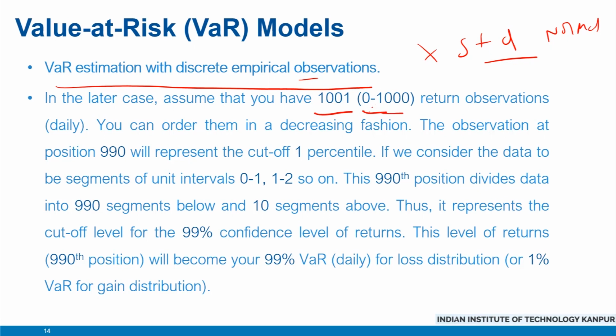Here it is interesting that I am noting the first observation as 0. You could have also noted it as first, but then the last observation is 1001. You'll see why I'm doing this. Now let's say you are interested in a daily horizon. So these are daily return observations.